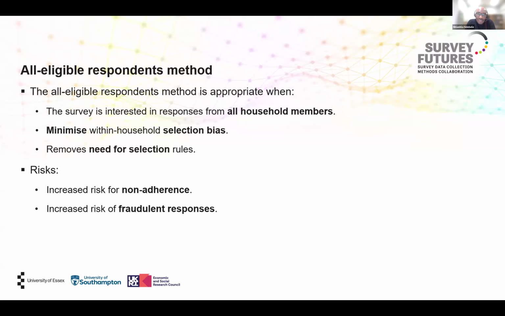This minimizes the selection bias because you're inviting everyone in the household to participate. And there's no need for selection rules in this instance. It's just specifying your target is all adults in the household. And of course, this also increases non-adherence and also the opportunity for fraudulent responses in smaller households.